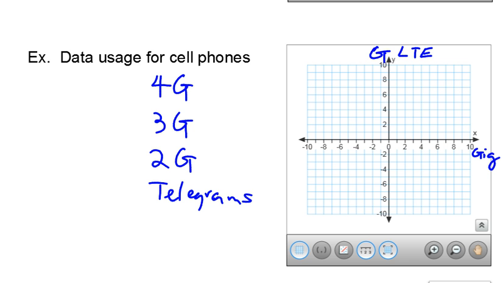Anyway, so let's suppose that you have a plan that starts off with 4 Gs and you're given 4 gigs of data.